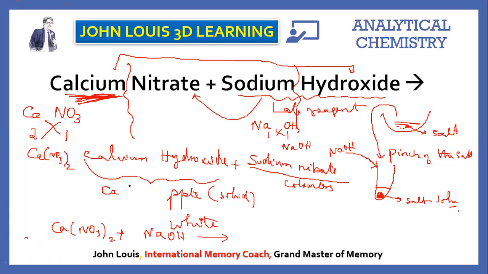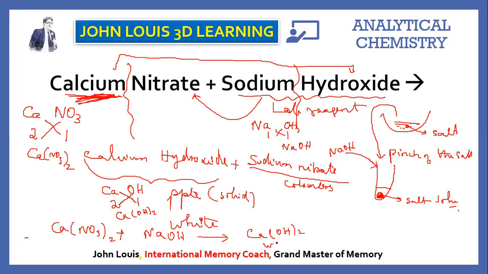Now, what is the formula of calcium hydroxide? Calcium is Ca, hydroxide is OH. The valency of calcium is 2. The valency of hydroxide is 1. I think all of you could see what I'm writing, no? Okay, now if you interchange, what do you get? Ca(OH)2. Therefore, one of the products will be Ca(OH)2.